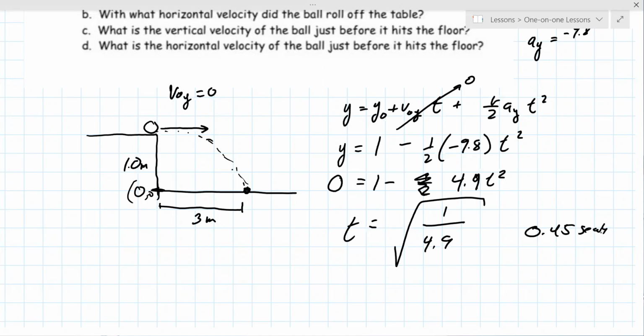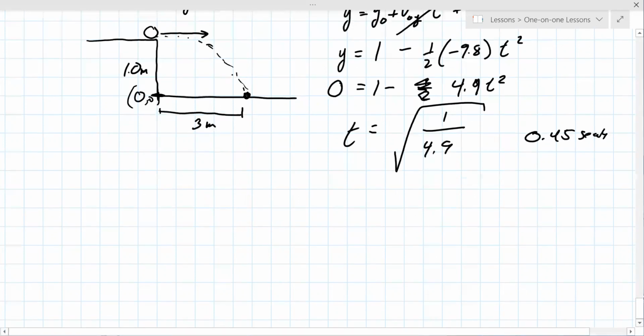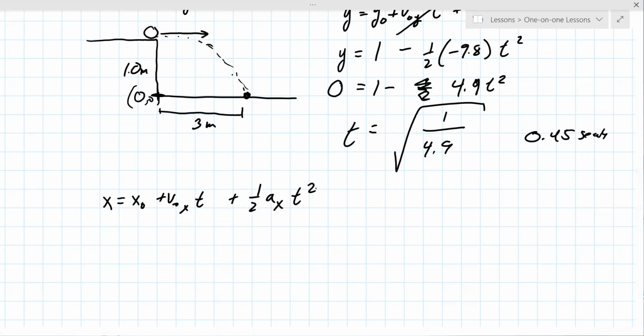To find the horizontal velocity, we're going to use the range equation, the x equation. x equals x naught plus v naught x t plus 1/2 the acceleration in the x direction times t squared. Because you have time, you can use this equation. If you didn't have time, you definitely wouldn't use this equation. All right, so for x, x initial is 0, right? Yep. Plus velocity, which we don't know. That's what we're trying to find.